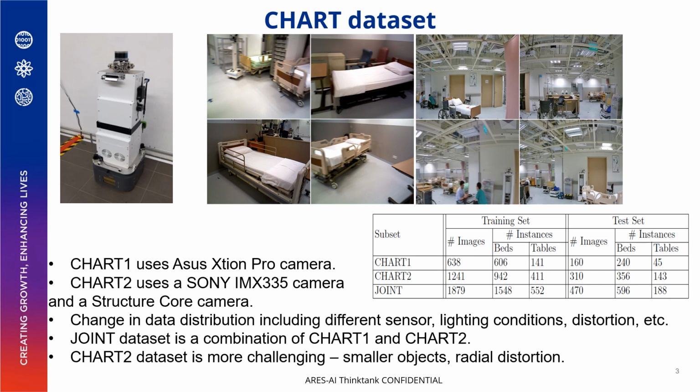For this, we collected our CHAT dataset using our own mobile robot, which consists of various sensors such as the Asus Xtion Pro camera, Sony IMX335 camera, and another camera. We used the RGB data from these cameras, and we divide the dataset into CHAT 1 and CHAT 2, and there's a significant distribution change between CHAT 1 and CHAT 2, such as radial distortion, the size of the objects that we're interested in, the number of images they contain, and so on.